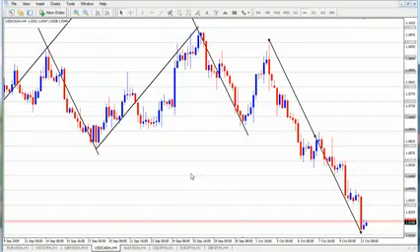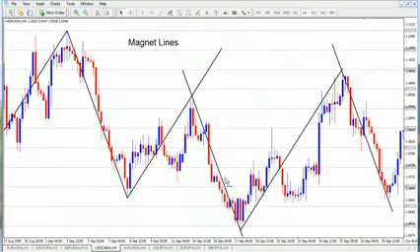So these are magnet lines in your charts. How to use the magnet lines: use them basically as trend lines without the rays. If you want, you can shrink things down to where it lines up better.